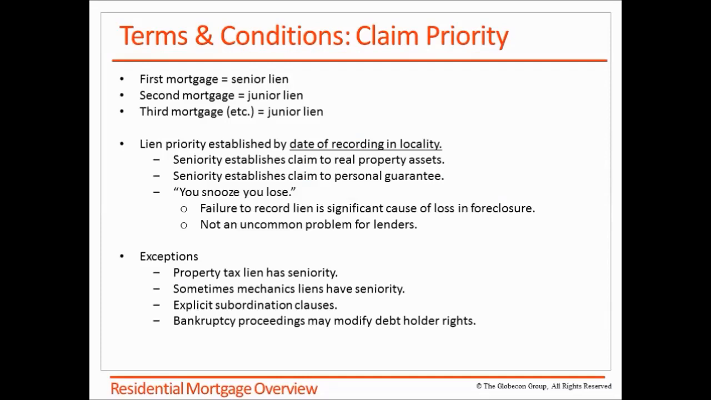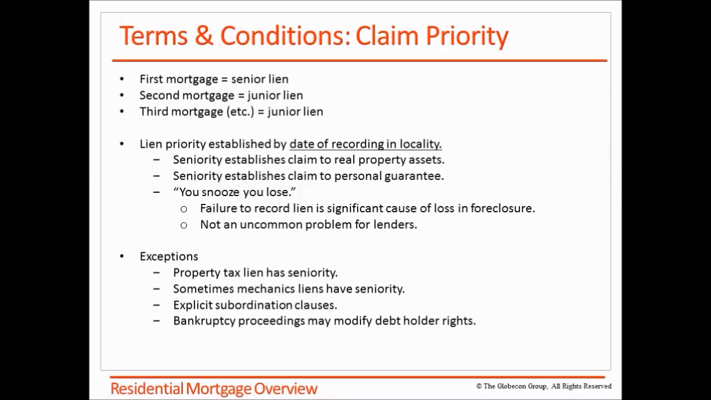Now, another key area that we want to look at is terms and conditions and claim priority. For the most part, most people will have a first mortgage, and that first mortgage will be the most senior lien position on that home. If you have a home equity line of credit or a second mortgage or any additional mortgage products, those will be in a junior lien position. So a second mortgage or a third mortgage or home equity line would be in a junior lien position. Now, lien priority is established by the date of recording in the locality.